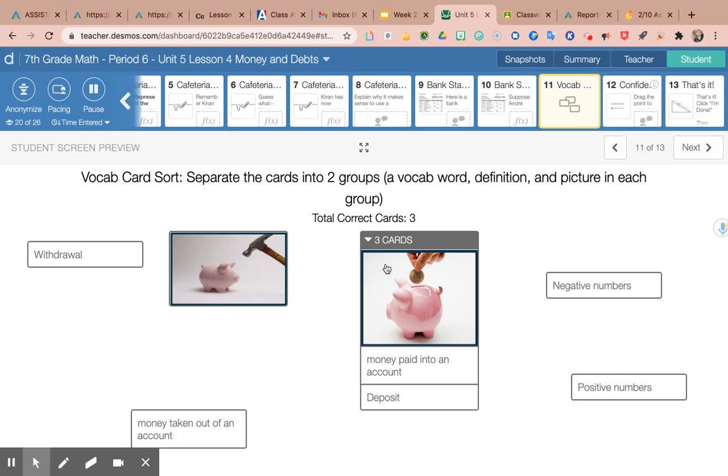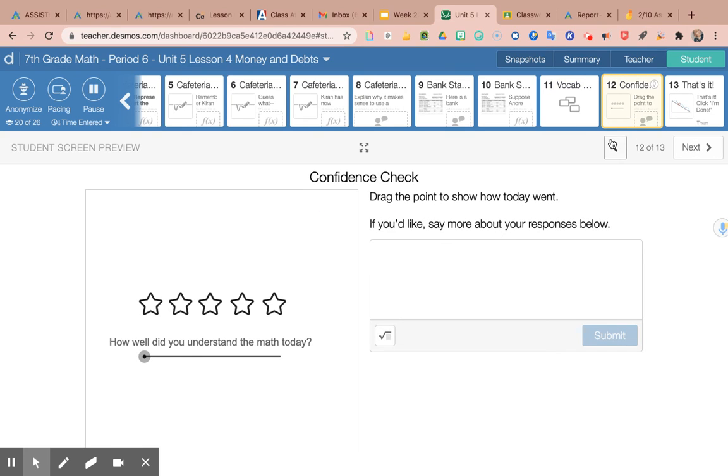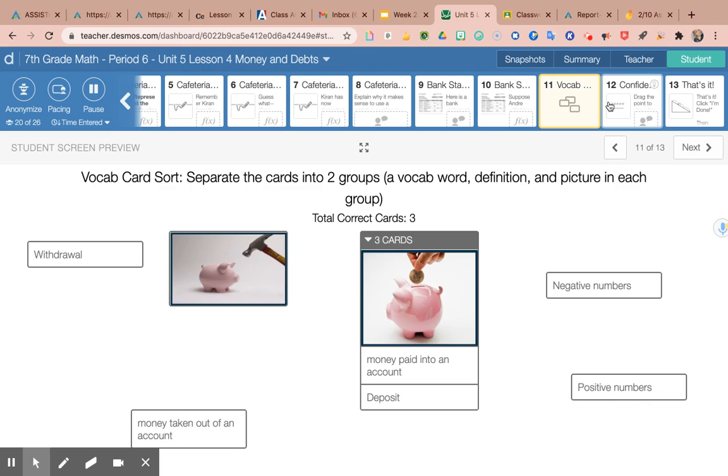So you want to make sure that your cards connect. So it should say 3 cards. So you notice how I have 3 cards. It says 3 cards correct. So you're looking to get total of 8 cards correct. So remember, a withdraw is taking money out. A deposit is adding money in. So subtracting, taking away, negative, adding, positive is deposits. So you're going to complete those until you have 8 cards correct. And you're only making 2 groups. So you should have 4 cards and 4 cards.